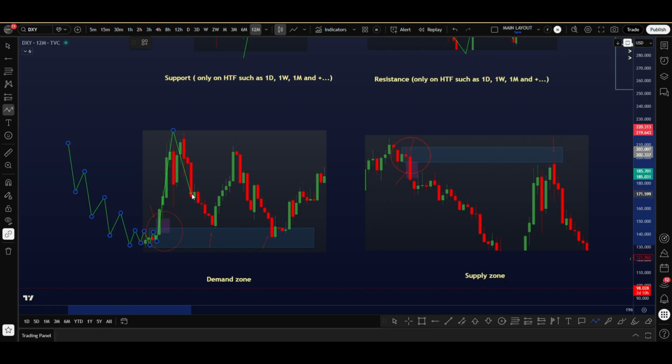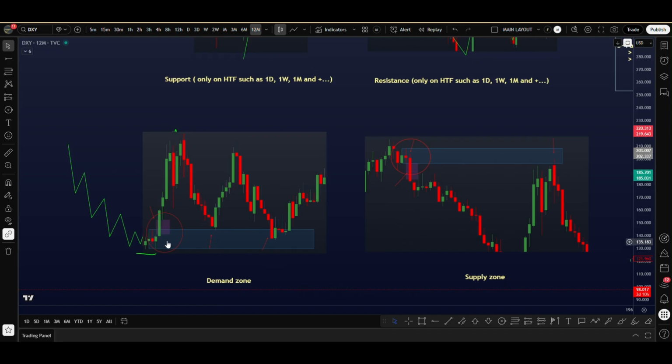For supply and demand, I'm going to wait for a return of the price to the base. So we have a base, a rally, and a return to this base. This is where I'm going to take a trade. Usually I'm going to take a trade here. This blue rectangle, this zone in blue, represents my demand zone.